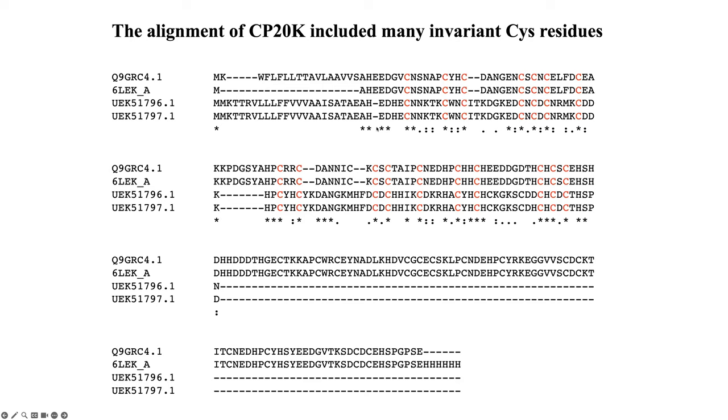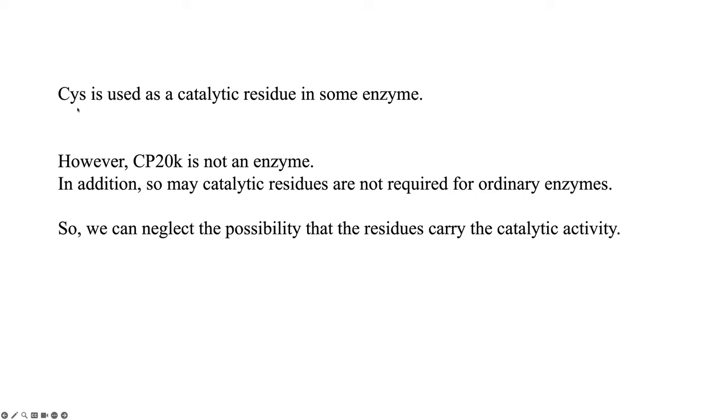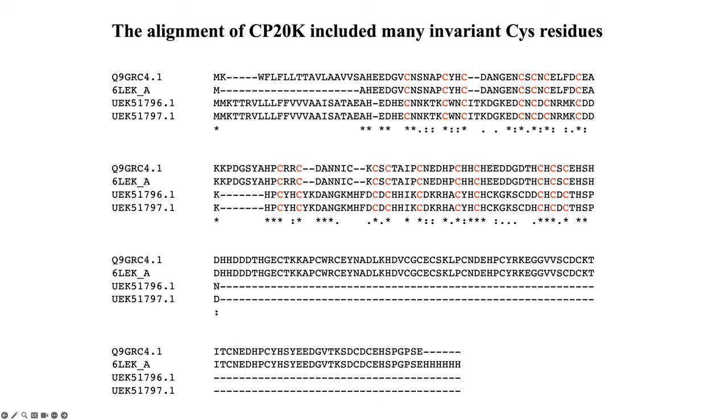There are many invariant residues, but out of them, the invariance of the cysteine residues is quite specific for these proteins. In many cases, a cysteine residue is used as a catalytic residue in some enzymes. However, cement protein 20K is not an enzyme. It is an adhesion protein. In addition, so many catalytic residues are not required for an ordinary enzyme. But many cysteine residues are conserved as invariant.